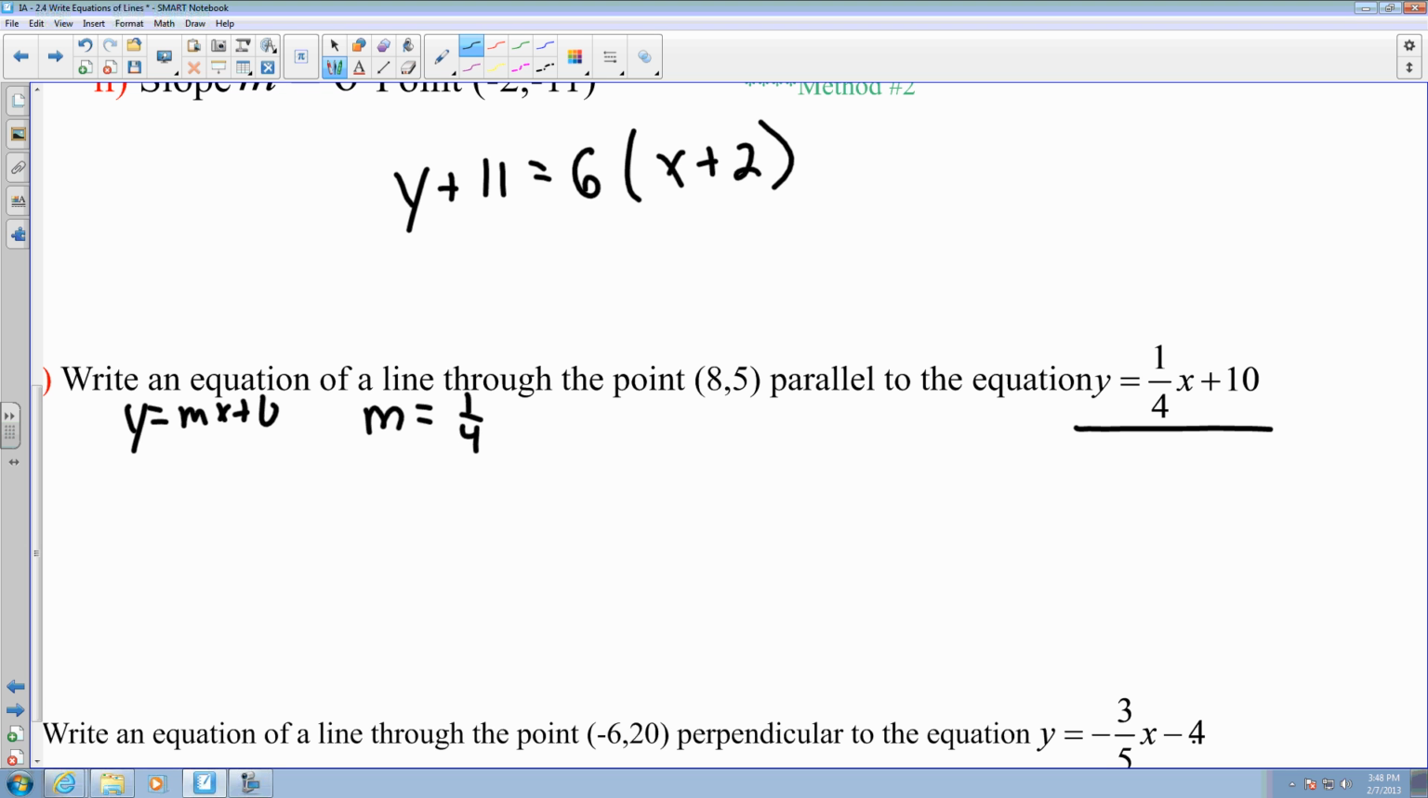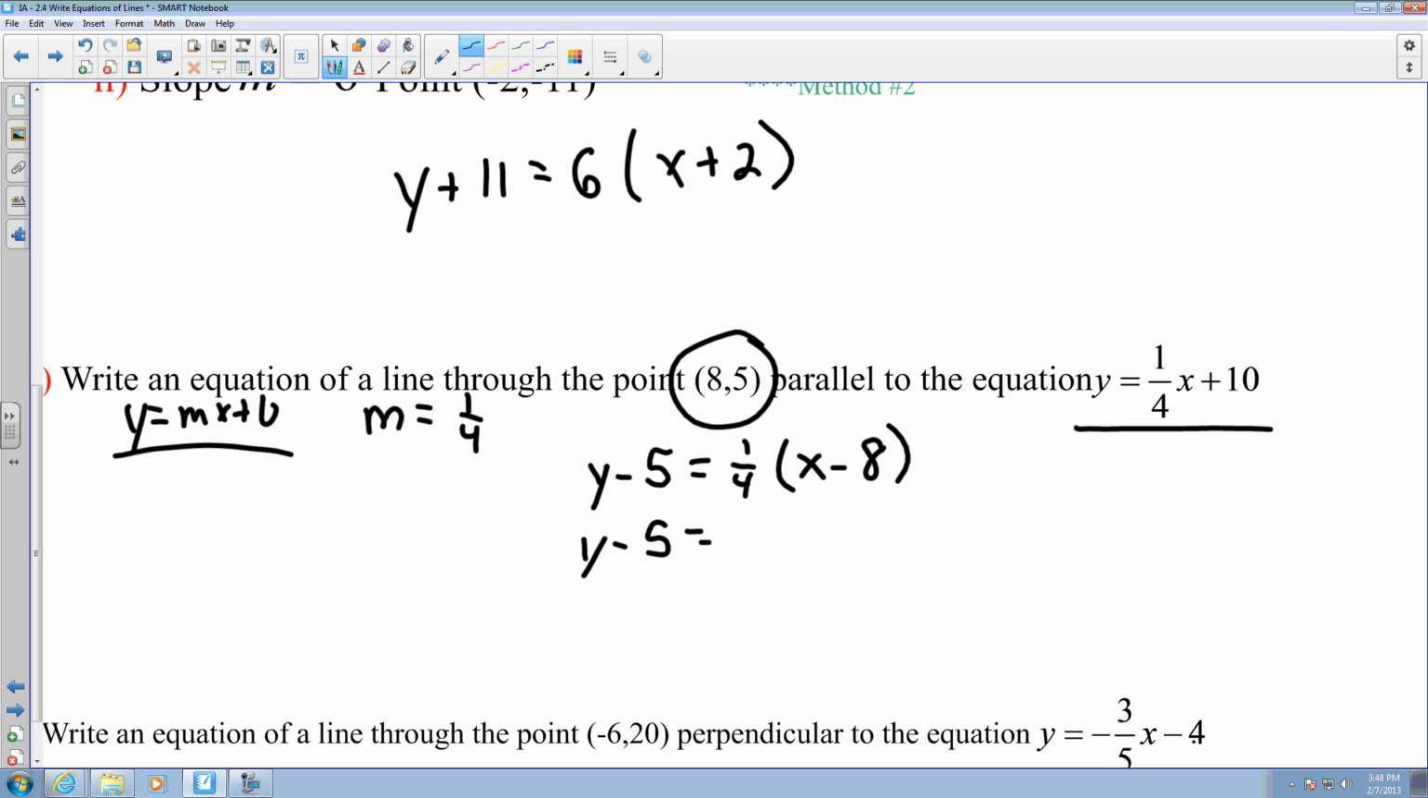But the other thing that we know is that it crosses at point (8, 5). So before I can put it into slope-intercept form, I must put it into point-slope form in order to solve the equation first. So I'm going to first put it into point-slope form. So I'm going to have y minus 5 equals 1/4 times the quantity x minus 8. From here, I can distribute my 1/4 to my x minus 8 and then solve accordingly. So now I can say that's y minus 5 equals 1/4 x minus 2, because if I multiply this here and multiply that there.